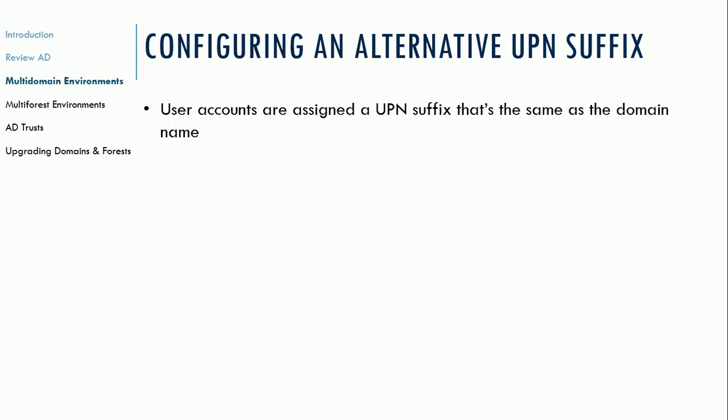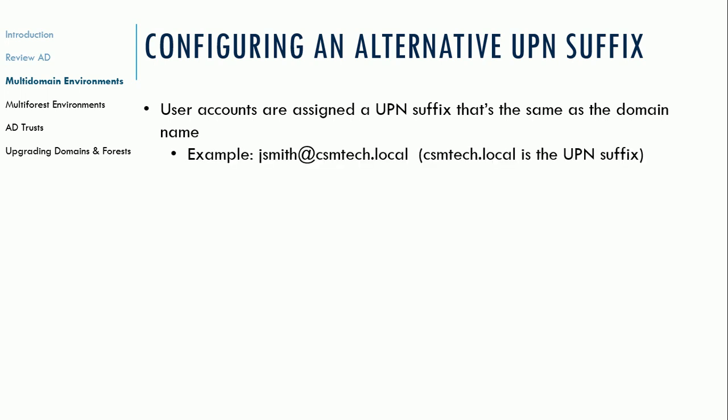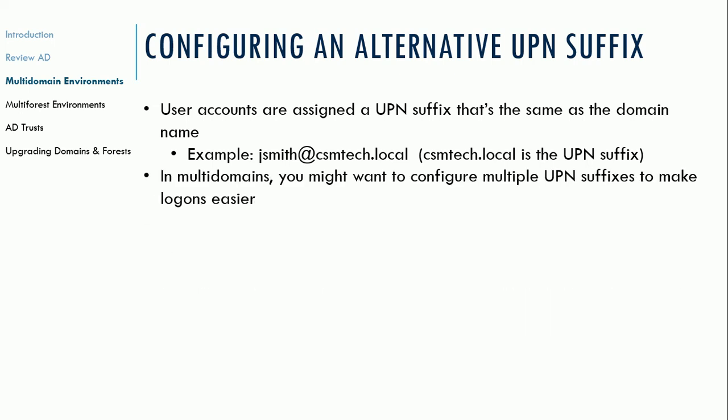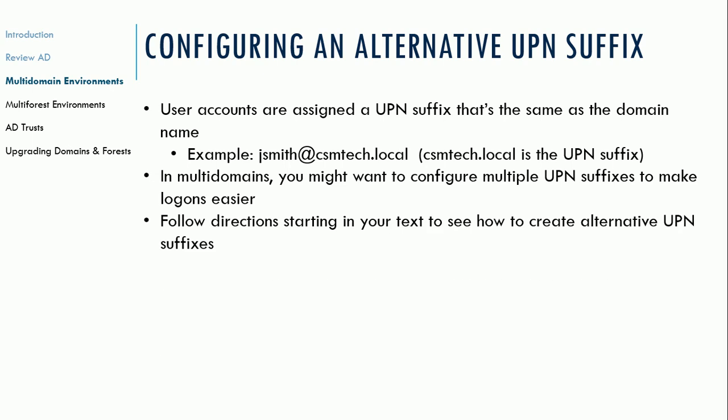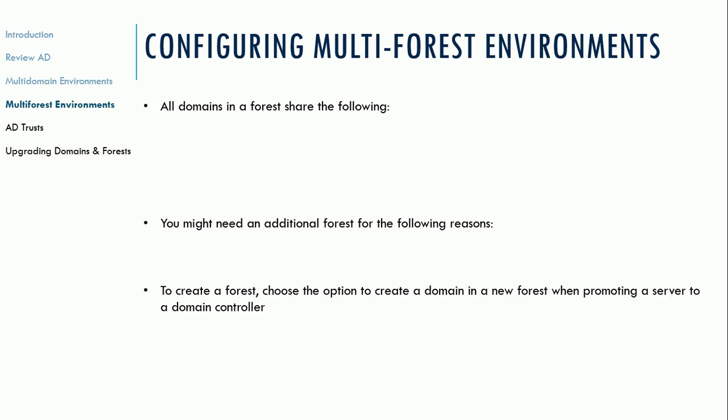When you use domains, you also have to worry about the UPN suffix. The UPN suffix is basically the second part of a username after the @ sign. So in jsmith@csmtech.local, csmtech.local would be the UPN suffix. Each time you create a new domain, whether it's a subdomain or a new domain or a new tree within a forest, you have to determine what that UPN suffix is going to be. It can be the same for all users on the network. It doesn't necessarily have to be different, but it's something that you'll have to determine. In your text, there are instructions for creating alternative UPN suffixes.